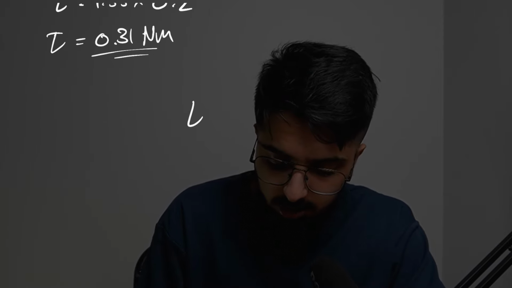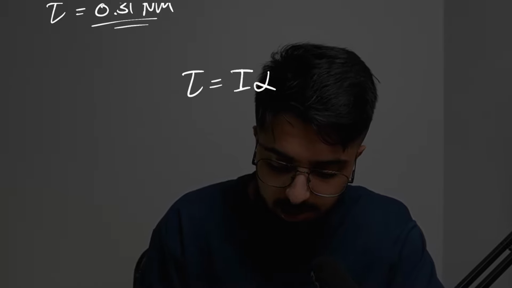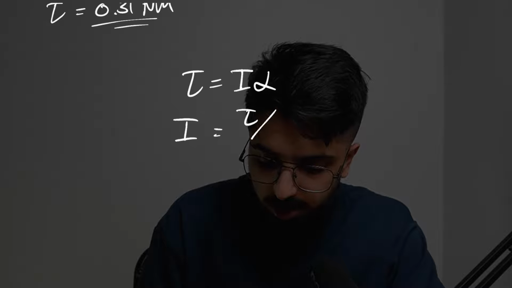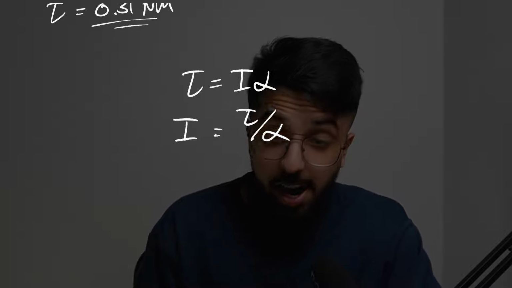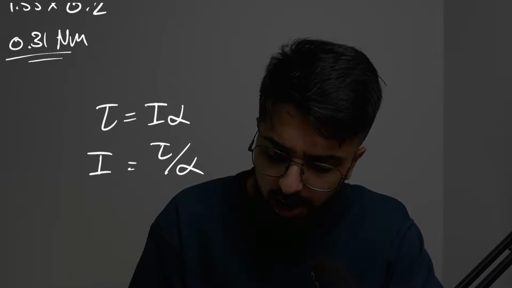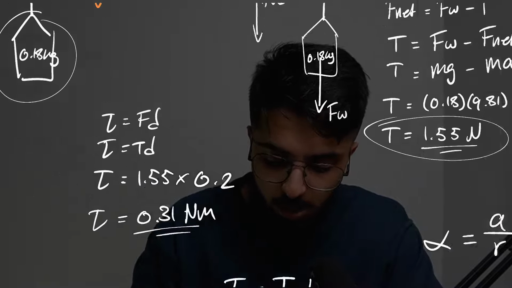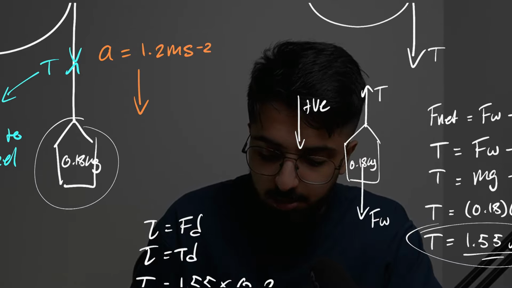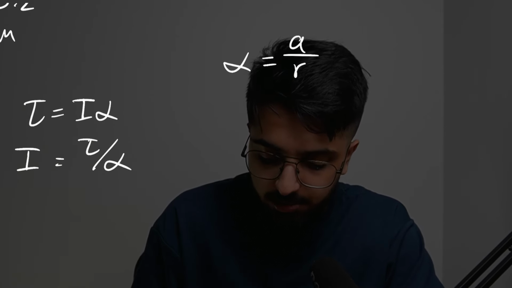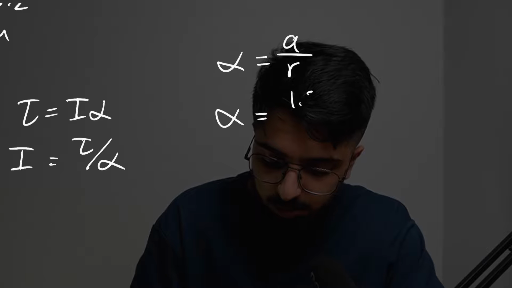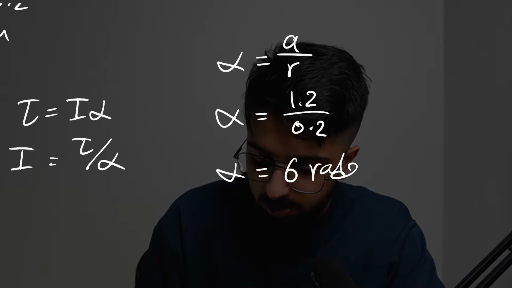Now, because we know our torque is equal to our rotational inertia times our angular acceleration, we can rearrange for our rotational inertia, and we get rotational inertia is equal to our torque divided by our angular acceleration. Now, we know our torque, but we do not know our angular acceleration. However, we know our linear acceleration, and we know our angular acceleration is equal to our linear acceleration all over our radius. Because our linear acceleration is 1.2 meters per second squared, and our radius is 0.2, we can work out our angular acceleration. So our angular acceleration is equal to 1.2 all over 0.2, and therefore this gives us an angular acceleration of 6 radians per second squared. There we go.